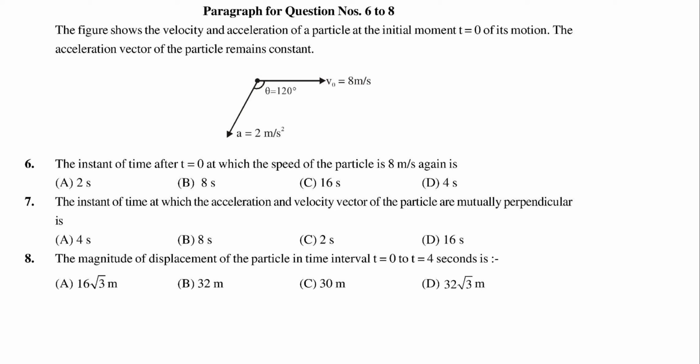Now in paragraph 6 to 8, at t equals 0, the velocity of the particle is shown as 8 meter per second, and 2 meter per second square as acceleration, which is constant. So you have to find the instant of time after t equals 0 at which the speed is again 8 meter per second. Now 8 meter per second is given, after how long will it be 8 meter per second again? Okay. When will the acceleration and velocity vectors be perpendicular to each other? Obviously when the particle is at the highest point of flight, in the normal case the velocity becomes perpendicular to the acceleration. And the magnitude of displacement in 0 to 4 second.